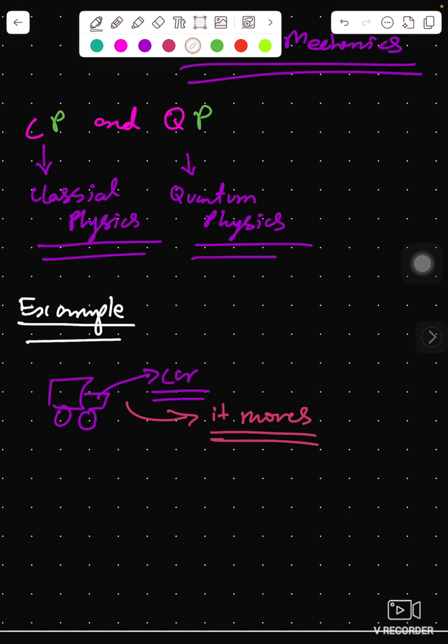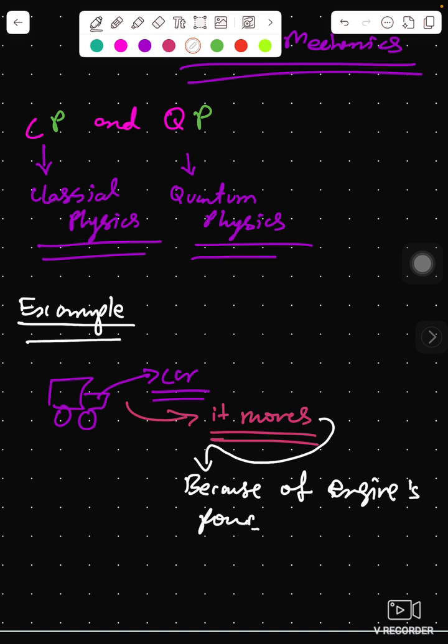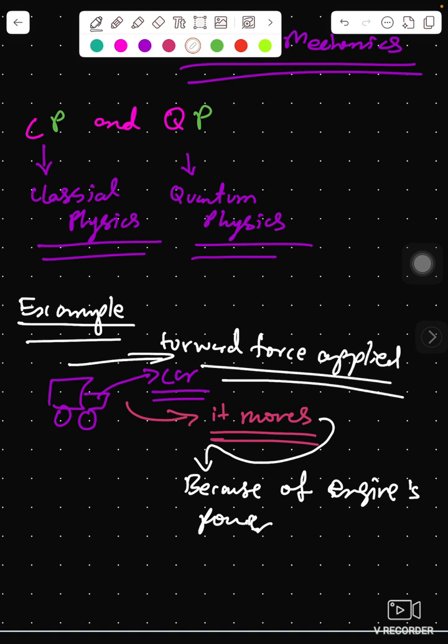When it moves, what actually happens? Why does it move? Because of the engine's power, right? It applies a forward force. Here, what's happening is, when any action is done, what happened? There was a reaction.